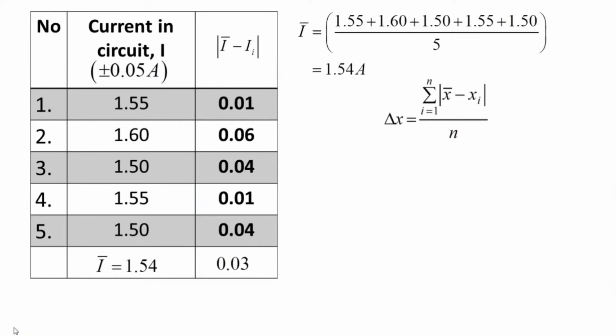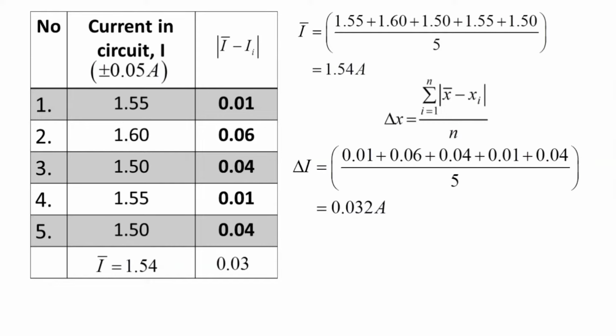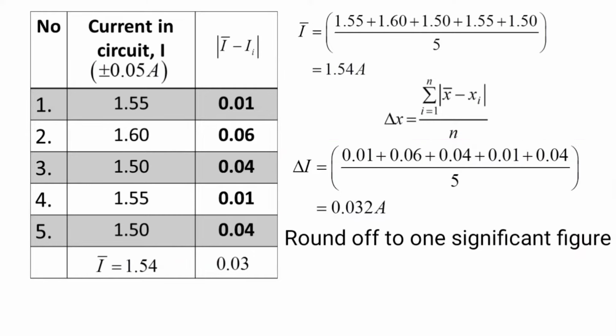On the third column, we find the difference between the average value and each of the readings. And then we add them all up and divide by the number of readings. This gives us the uncertainty for the current. We get the value of 0.032 amps. For the uncertainty, we have to round the value to one significant figure. You have to remember this rule. So the uncertainty of our repeated readings is 0.03 amps. This improves the uncertainty of our reading from 0.05 to 0.03.